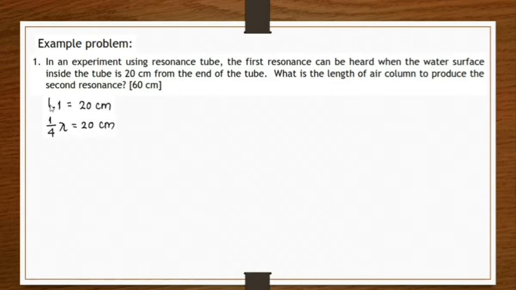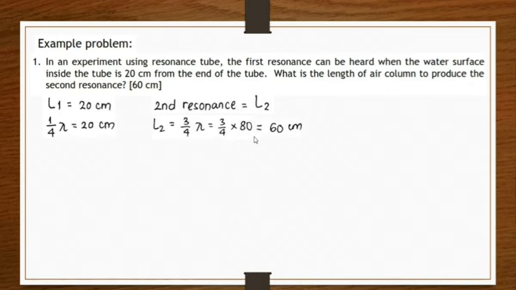L1 is 1/4 λ. It is equal to 20 cm. So when we want to find the second resonance, we want to find L2. That means that we have to find the lambda first. The lambda is equal to 80 cm, 20 multiplied by 4. So L2 is equal to 3/4 λ, or 3/4 multiplied by 80 centimeters. So L2 is equal to 60 centimeters.